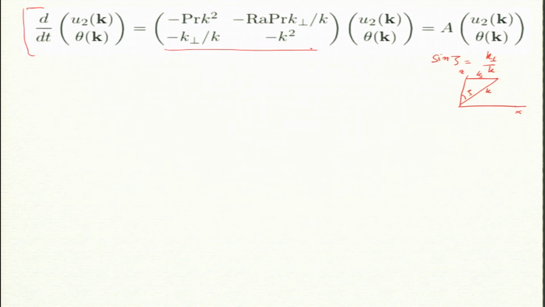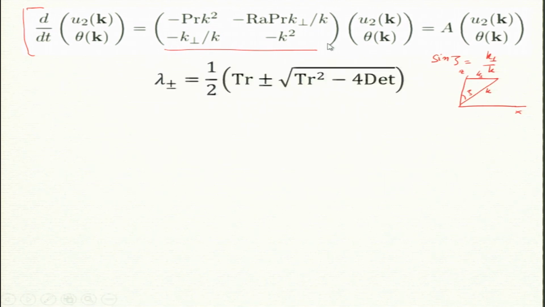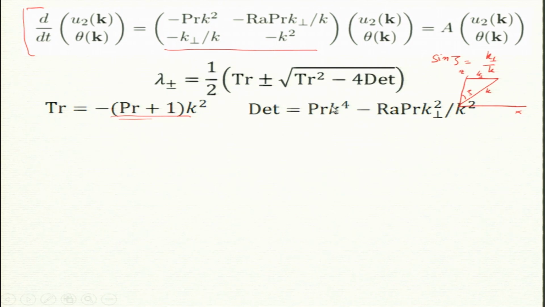For a 2 by 2 matrix there is a simple formula for eigenvalues, which is this. This I have memorized: half of trace plus minus the square root of trace squared minus 4 determinant. Trace is the sum of the diagonal elements. So, this one is minus Pr k squared minus k squared, this is the trace. The determinant is Pr k squared multiplied by this minus this with that. So, Ra Pr k perpendicular squared by k squared.